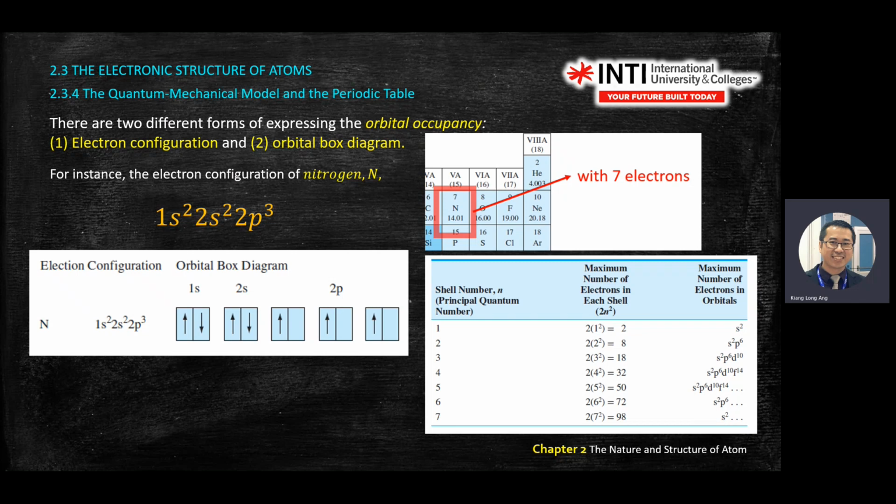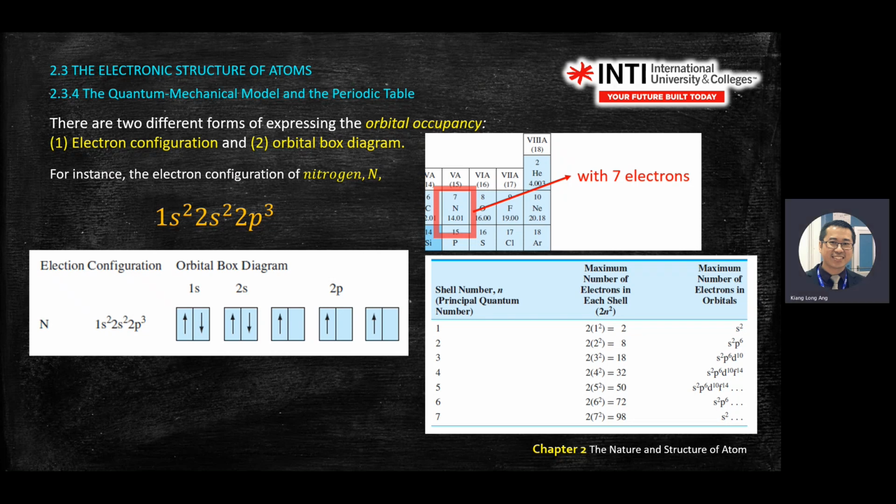Remember to label your box diagram, 1s, 2s, and 2p. Don't just draw boxes and then assume I know what you're doing. And also use the notation that we learned in class. Don't change S into something that you think of yourself. Don't write 1s and then become KLM or so on. Use the one that you learned in class.